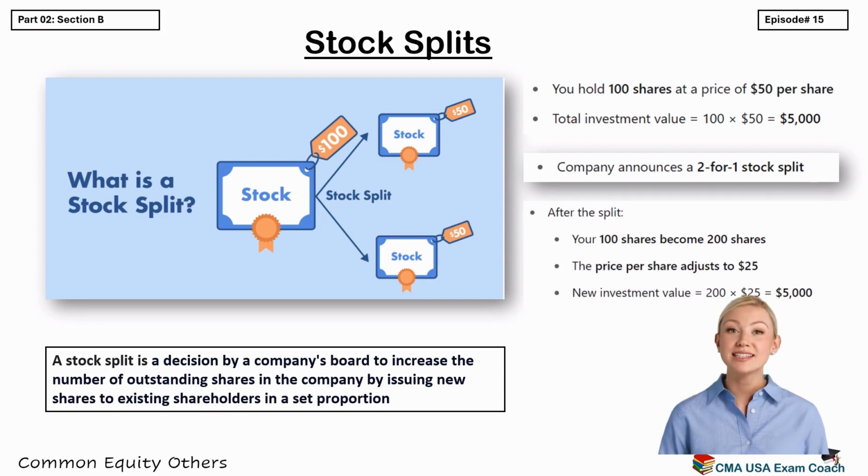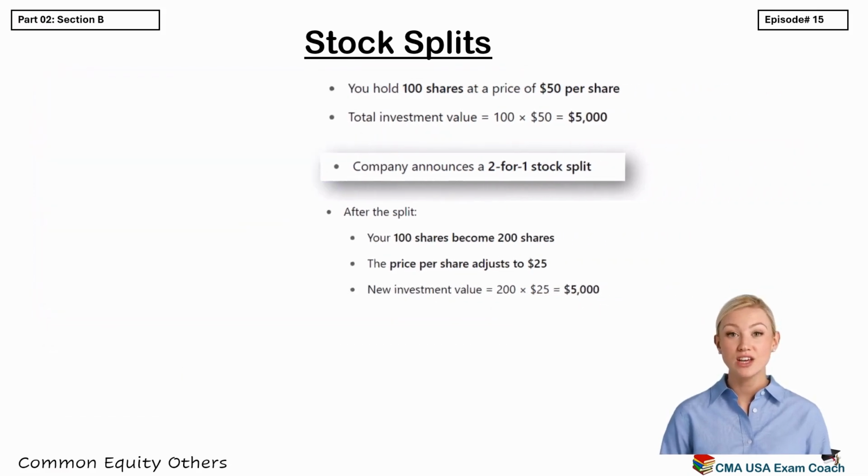But what about the price? After the split, the price of each share will adjust automatically to reflect the increase in share quantity. So instead of $50, the new share price will be $25. Let's do the math again. You now own 200 shares and each share is worth $25. 200 times 25 equals $5,000.